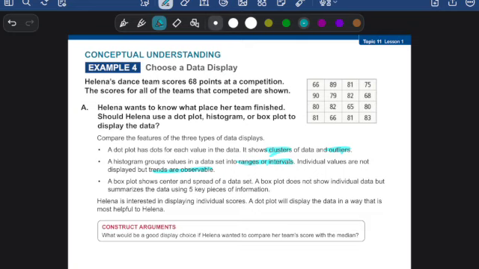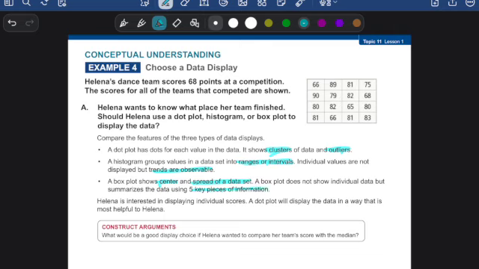A box plot is used because we can see the spread of data, or in other words, the variability. How spread out is the data, or how close together is the data. We can also look at where the center is, or the median. A box plot does not show individual data, but it does talk about those 5 key pieces of information, and we can look at percentages of data.